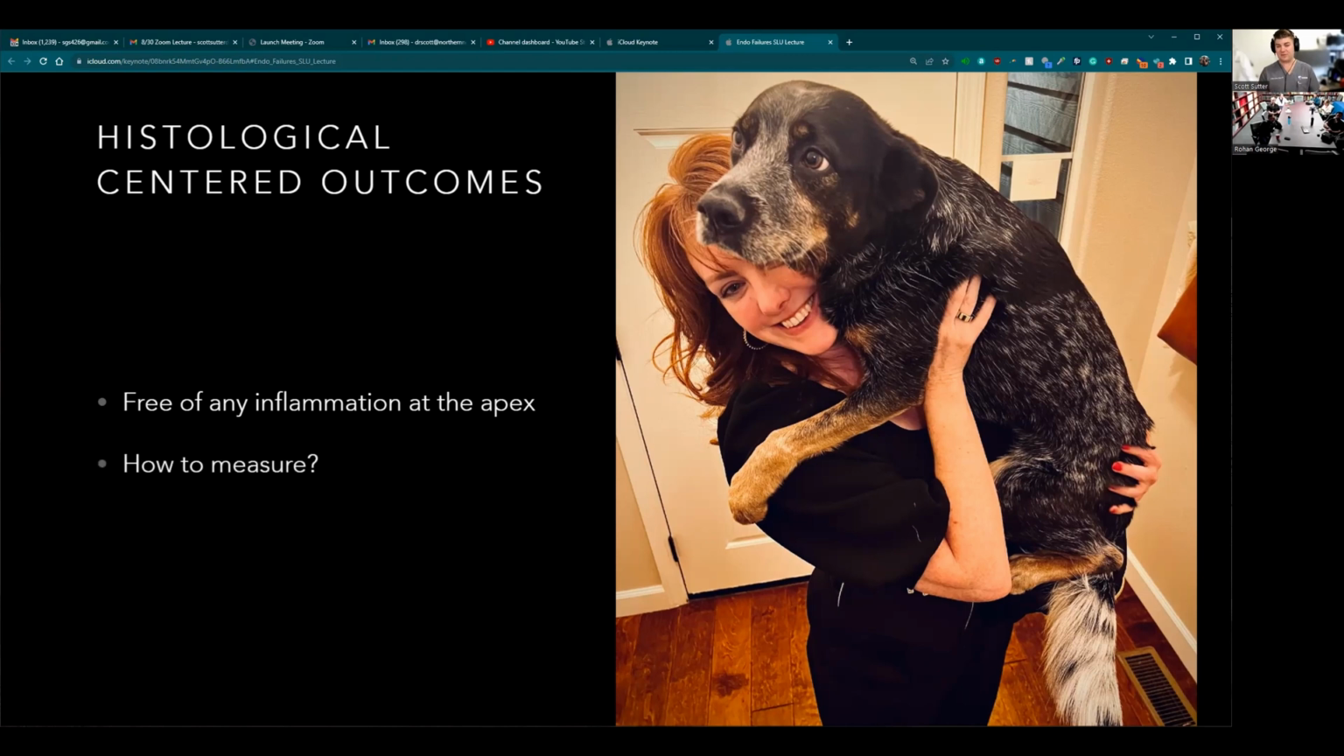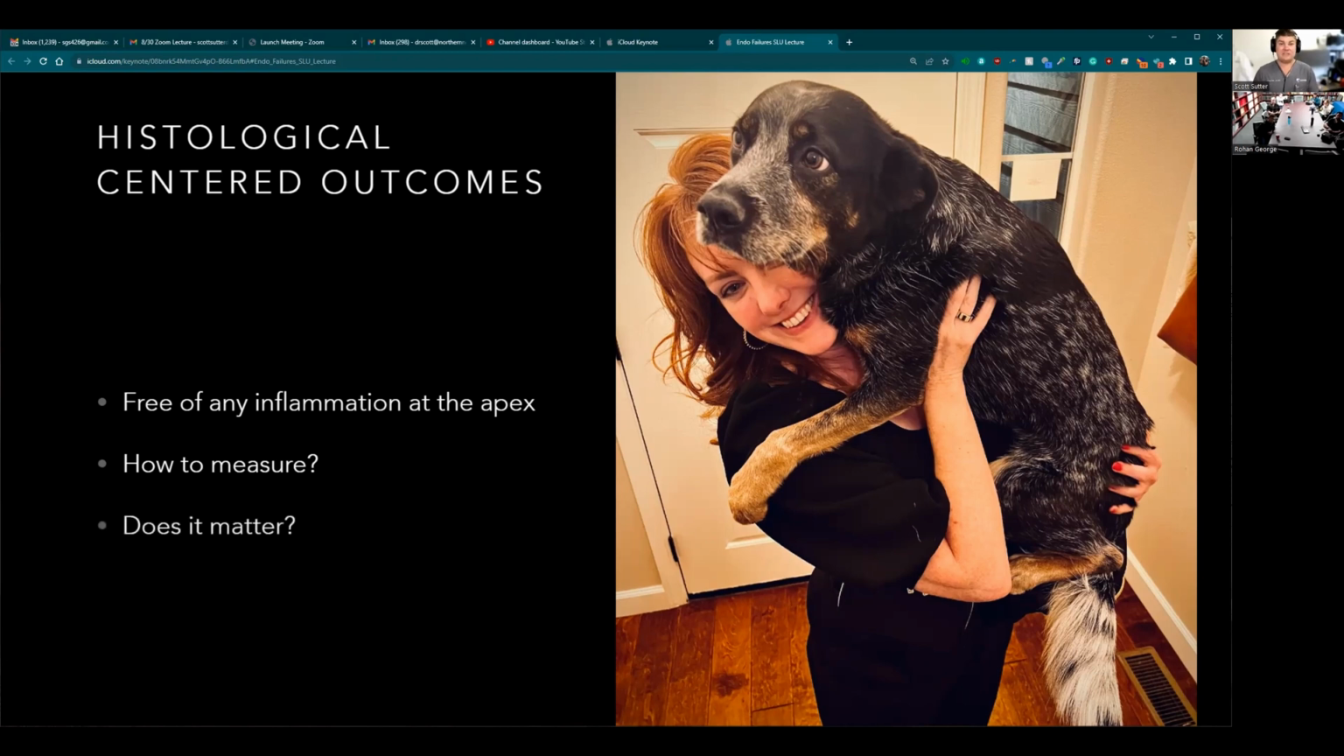The other thing, the problem with this is how do you measure this? I have a root canal in number 7, and I'm not going to volunteer to have it cut out in giant block sections so we can see if there's any signs of inflammation at the apex. Does anyone want to volunteer for that? I'll do a root canal on you, have a huge chunk cut out just so we can see if there was any inflammation there. No?